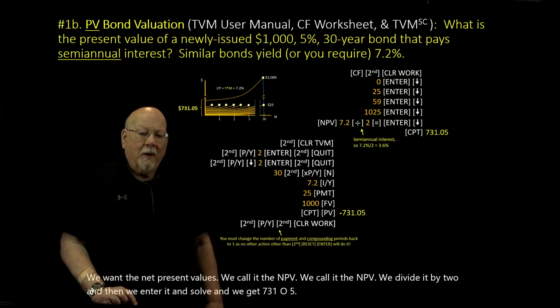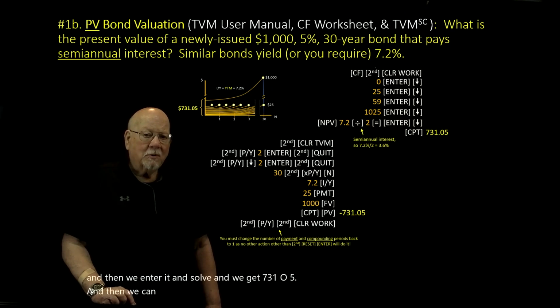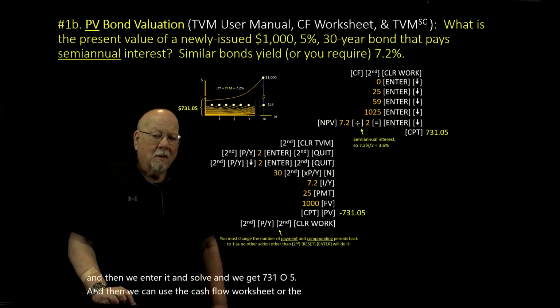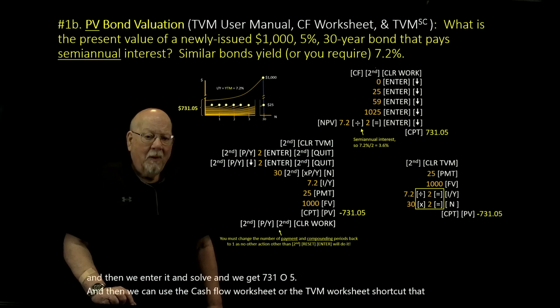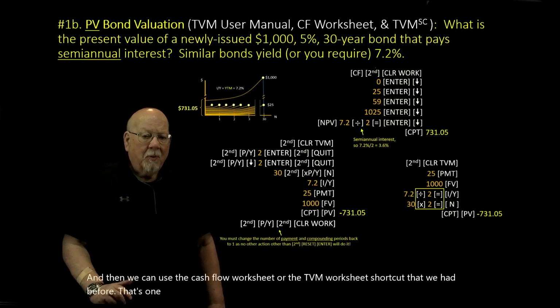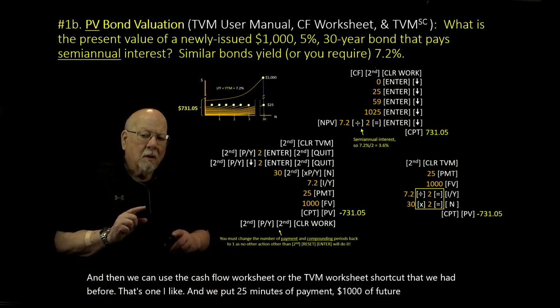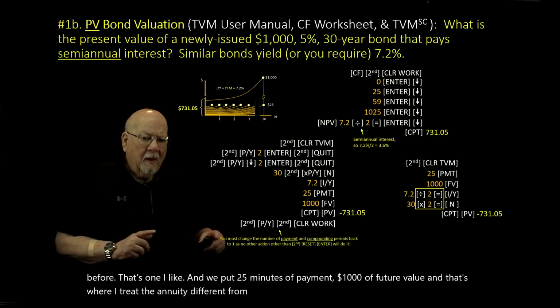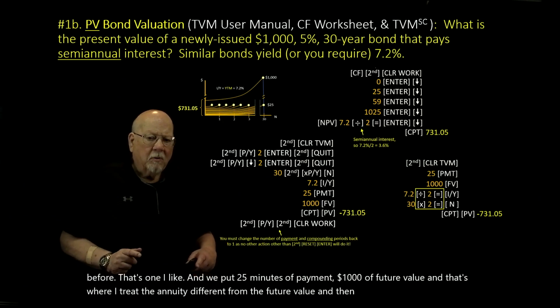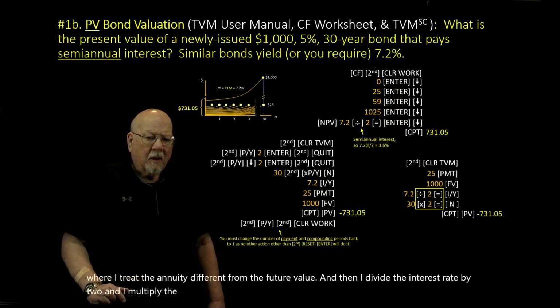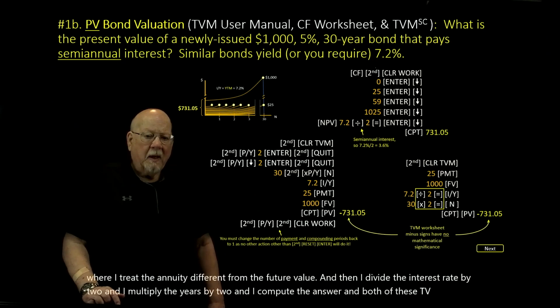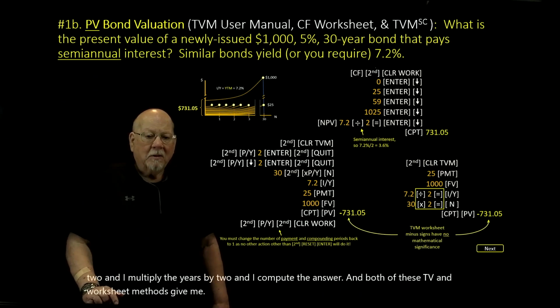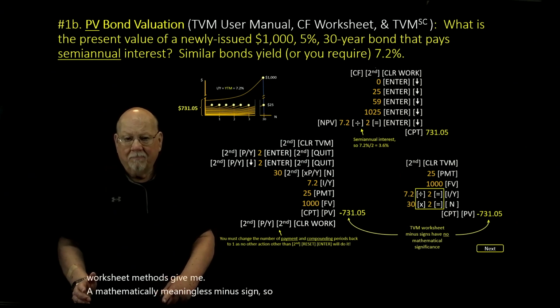And then we can use the TVM worksheet shortcut that we had before. That's one I like. And we put 25 in as payment, $1,000 future value, and that's where I treat the annuity different from the future value. And then I divide the interest rate by 2, and I multiply the years by 2, and I compute the answer. And both of these TVM worksheet methods give me a mathematically meaningless minus sign, so I can ignore them.